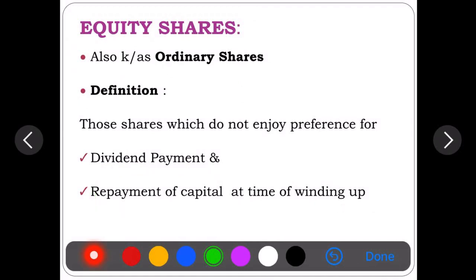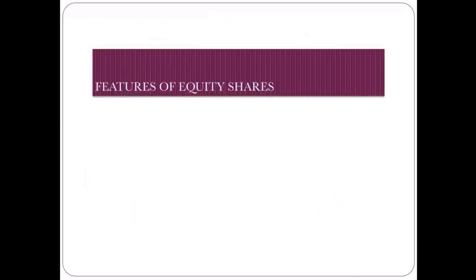Number one, there is no commitment to equity shareholders to pay dividend. First commitment is given to preference shares. Number two, after paying everything to the creditors, to preference shareholders, if anything is left, then equity shareholders will get something, otherwise no commitment for that also. The features of equity shares.